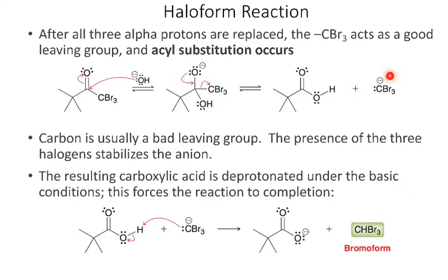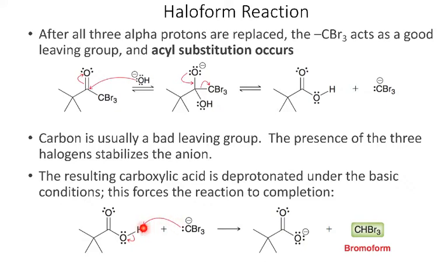So normally carbon is a terrible leaving group. The reason it happens in this case is because the presence of the 3 halogens stabilizes this methyl carbanion through inductive effects. And so while carbon is normally a bad leaving group, this is an exception because of the presence of the electronegative halogens. Now, when we're in basic conditions, you can think about it as either the base or the CBr3 that we made, and the CBr3 is probably the stronger base, so it's probably better to use it.